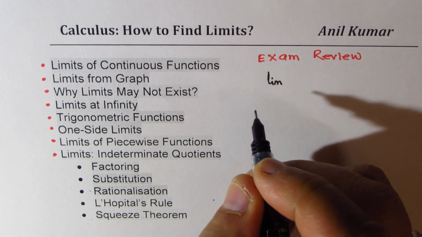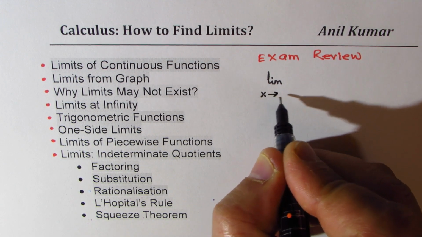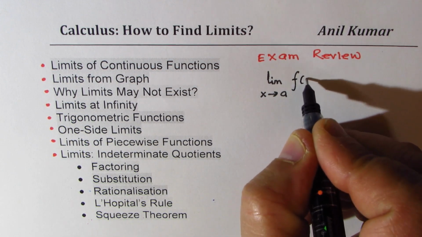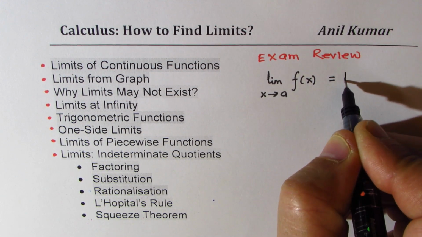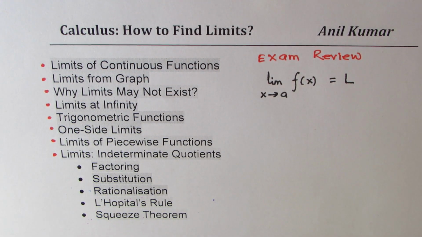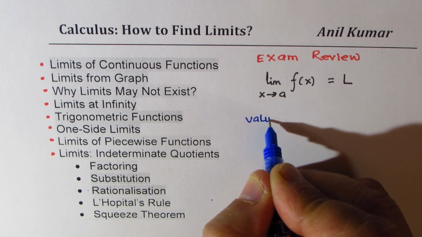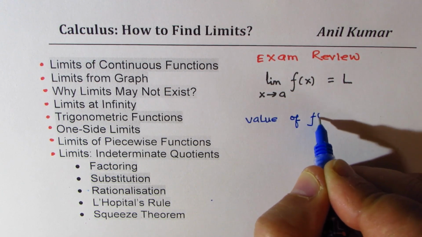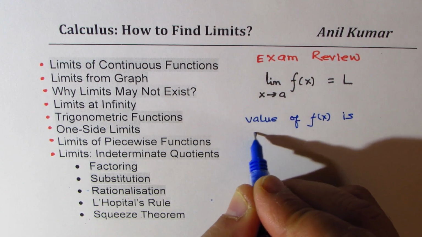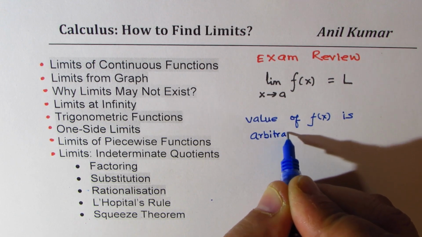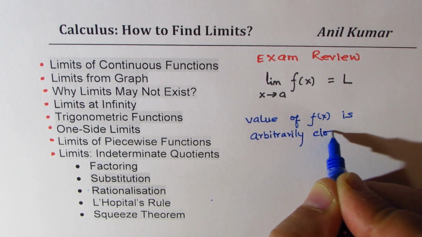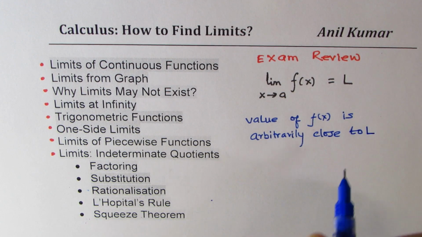We say limit as x approaches a for any function f of x is equal to L. Now when we say this statement, what do we mean? That's very important to understand. So we actually mean here that the value of f of x is arbitrarily close to L, right? This is what we mean.